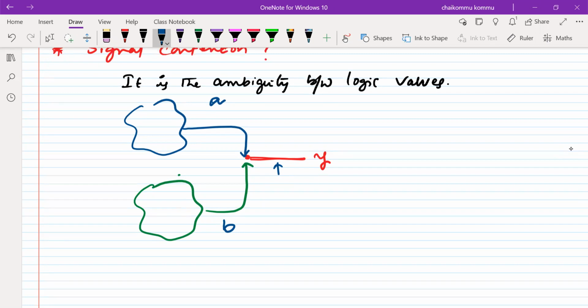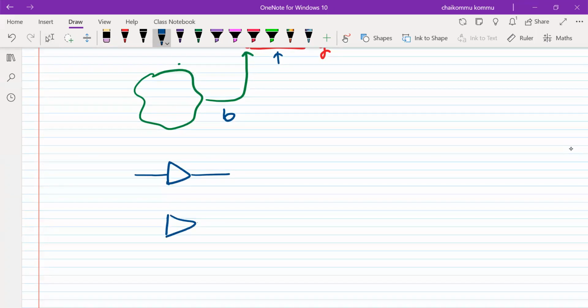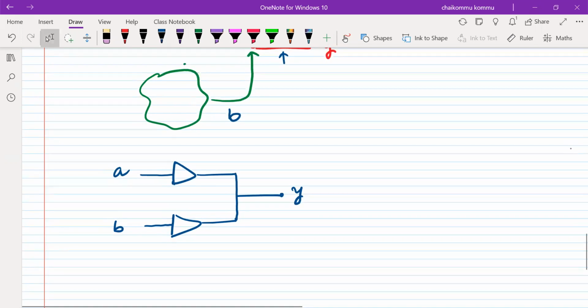Okay, so we'll take some real example. For example, we have one buffer here, and we take another buffer here also. These are connected to a common point here. So we have an A signal, a B signal, and a Y signal. Now, for example, I'm going to apply some inputs, here I'm applying 0, 0.